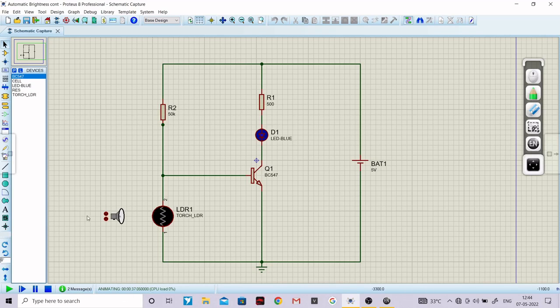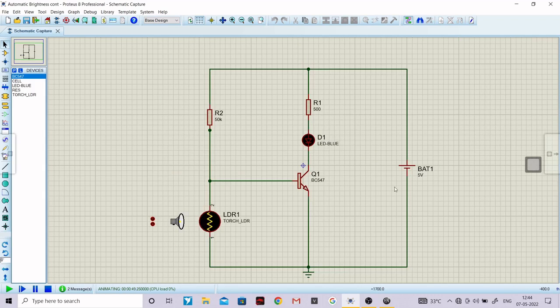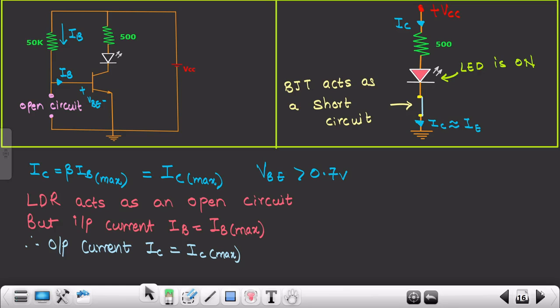Now what we'll do, we'll slowly move this torch in this direction, and this torch would be in on condition. As you can see, the torch is in on condition, and as we are moving this torch closer to this LDR sensor, as soon as the rays of this torch hit this LDR sensor, this LED will remain off. As you can see, it is in off condition.